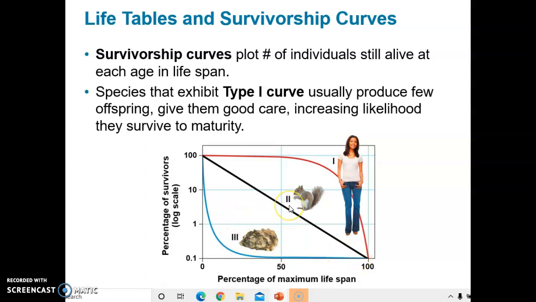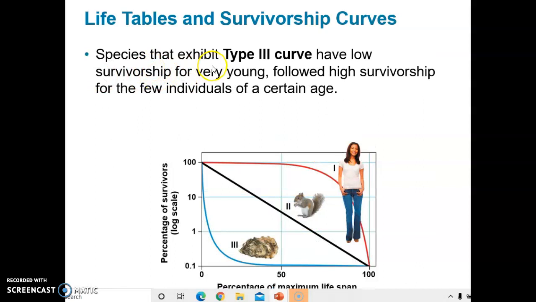And then the type 2 curve is right in the middle. Mortality and survivorship are fairly constant throughout the lifespan, and that's characteristic of smaller mammals. So, again, if you're an organism with a type 3 survivorship curve, you have low survivorship of the very young, meaning most of them die, followed by high survivorship of the relatively few individuals as they age.